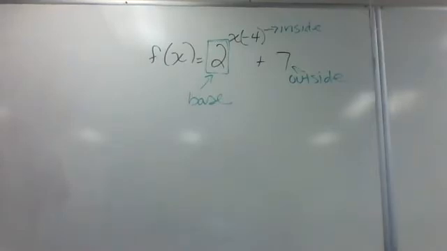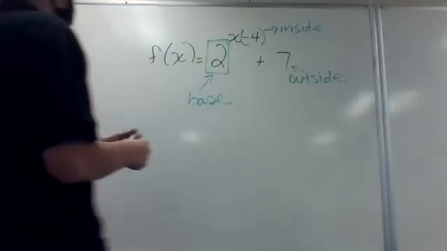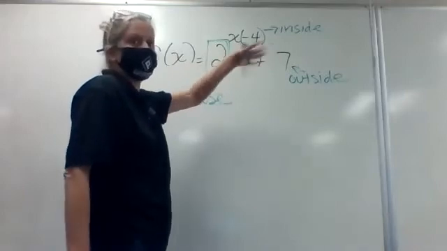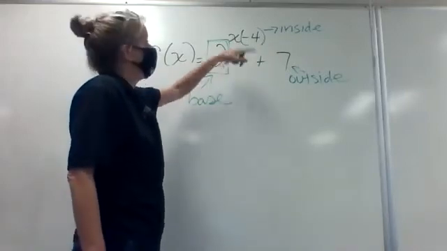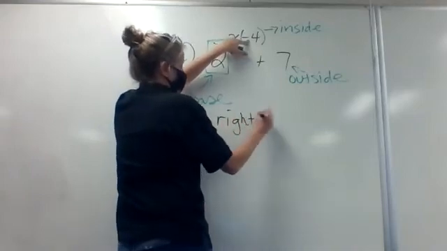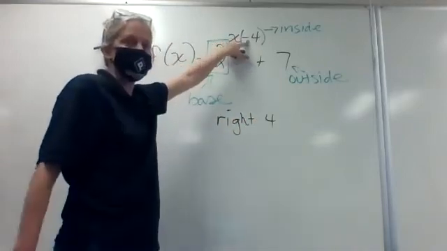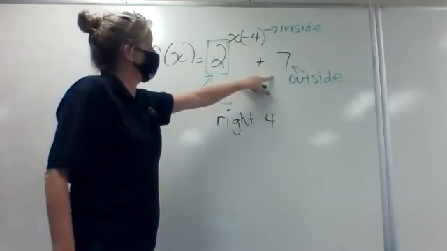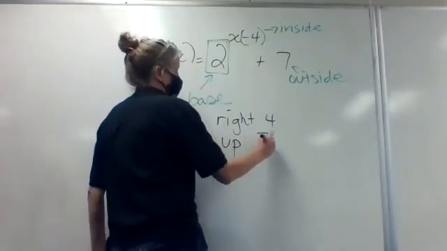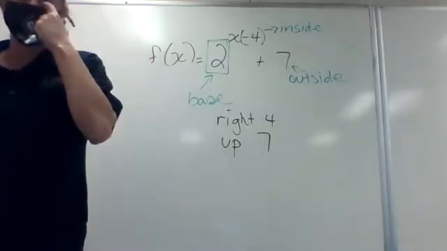All right, so let's look at number 7. So, well, I guess just to continue with this example. So the inside number would shift you left and right. You go opposite the sign, so this one would actually shift you to the right 4. The outside number shifts you up and down, but you go with the sign, which means that one would shift you up 7.